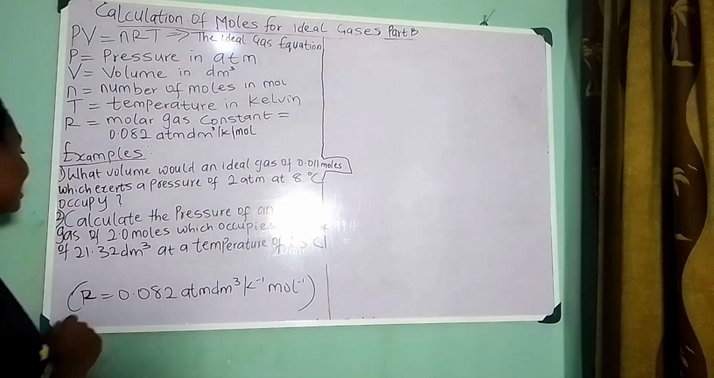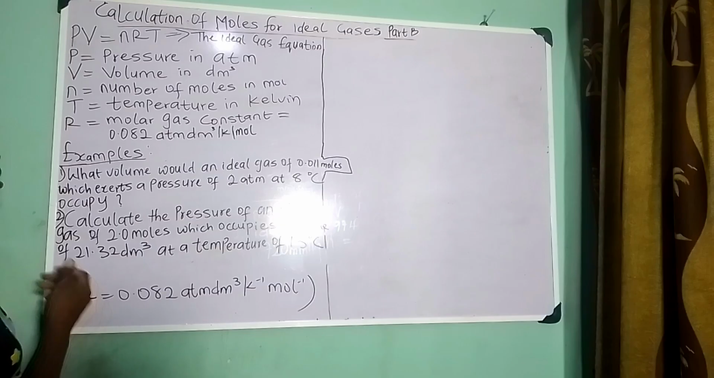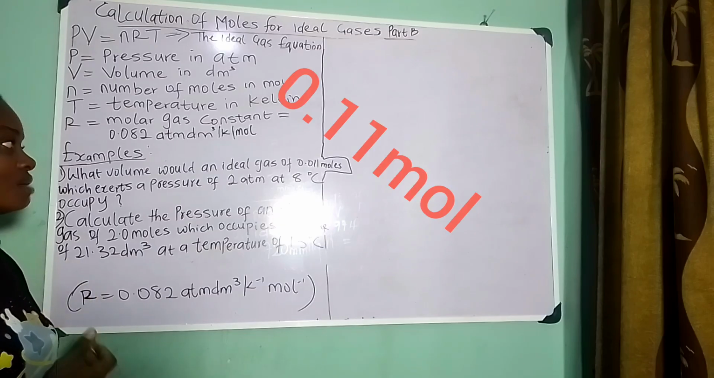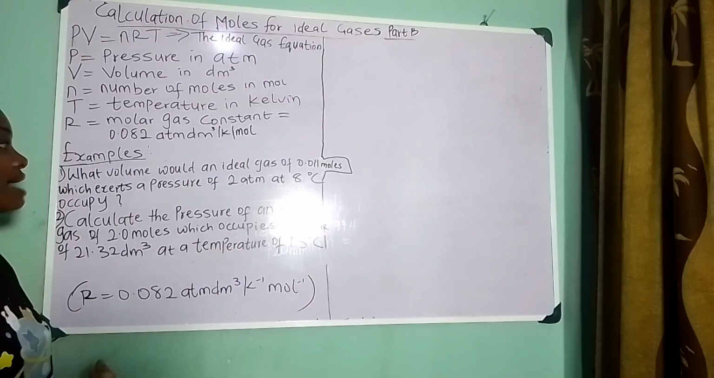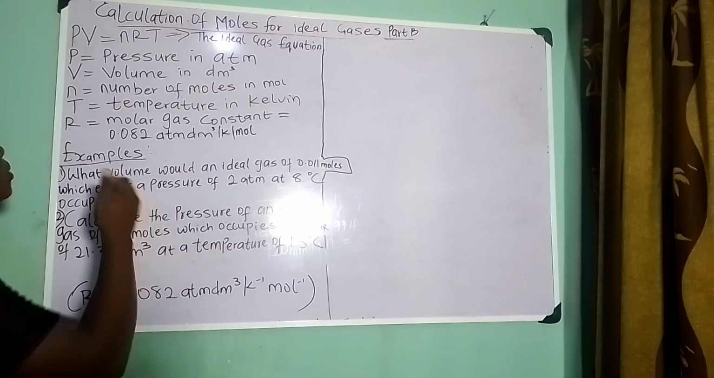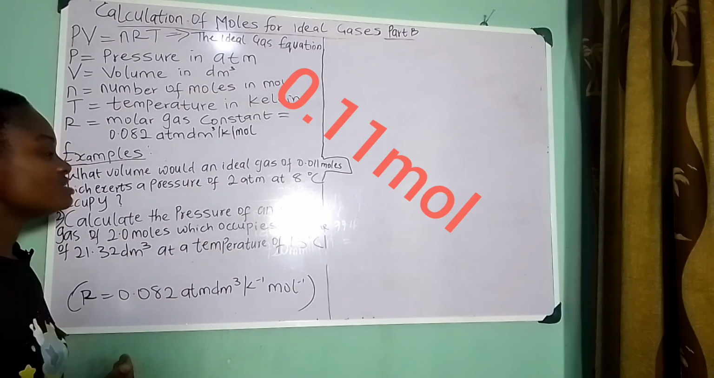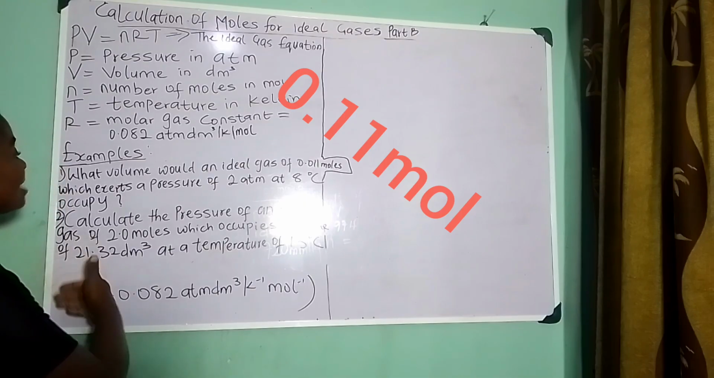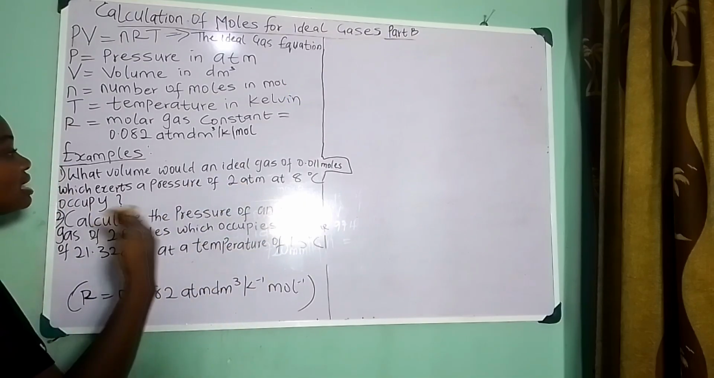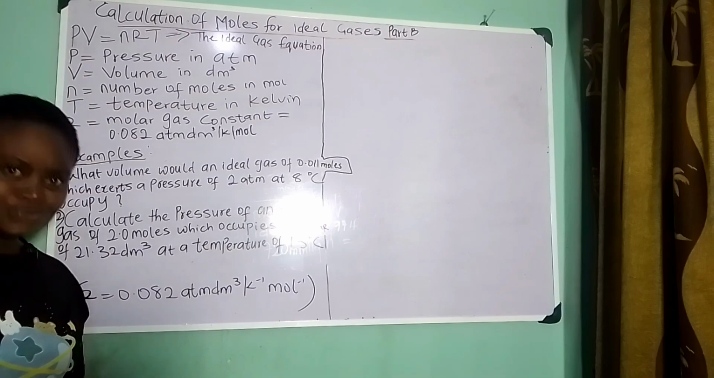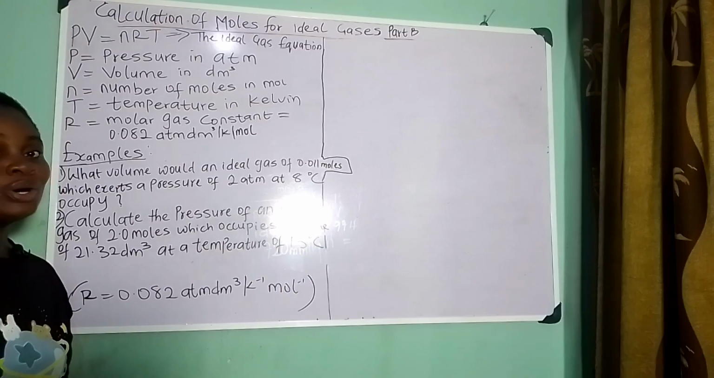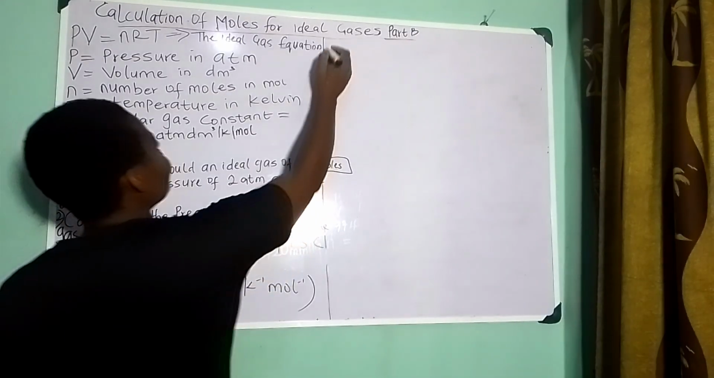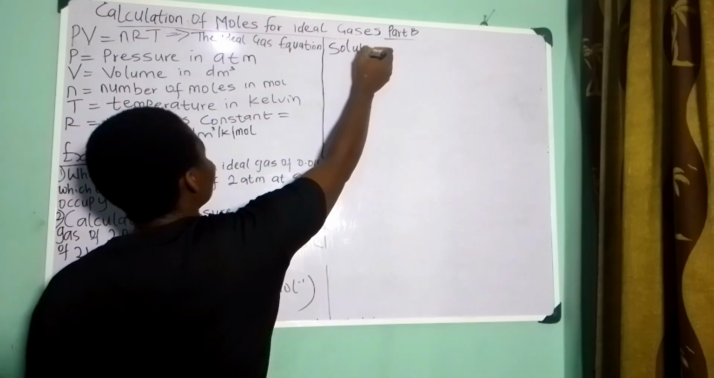Beautiful. Now let's take question number 1. What volume would an ideal gas of 0.011 moles, which exerts a pressure of 2 atm at 8 degrees Celsius, occupy? What volume? You have to get the volume now and not the number of moles. Okay, so let's go ahead and solve question number 1.